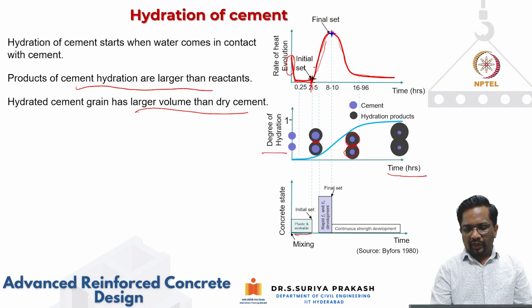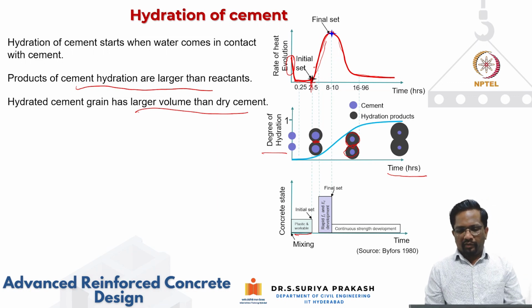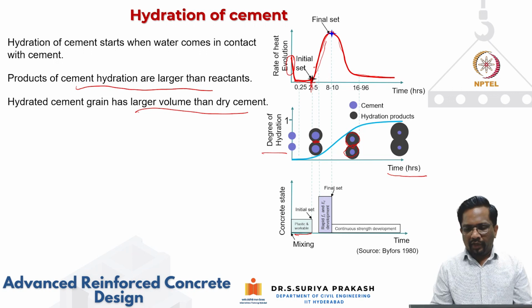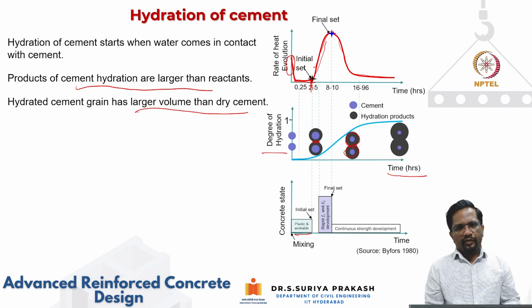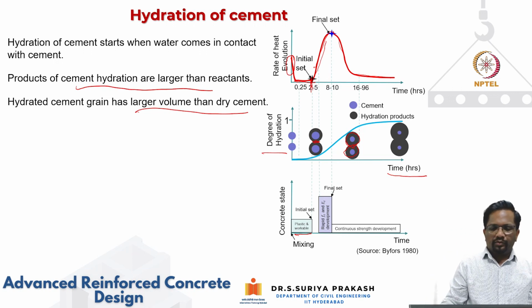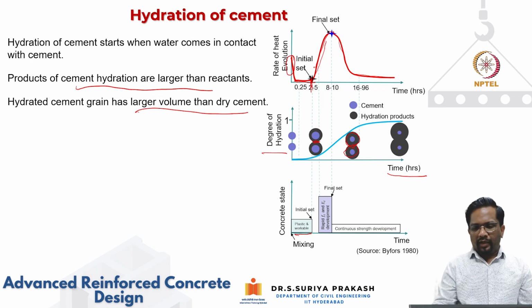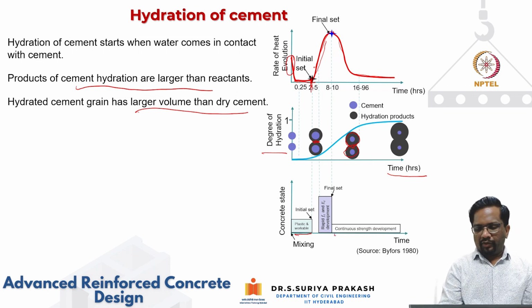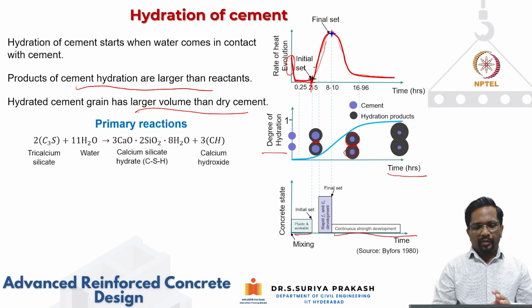You can see here that in the period from 2 to about 10 hours, there's going to be rapid strength development. So your strength as well as the elastic modulus of concrete is going to increase rapidly. And then after 10 hours, you're going to have continuous strength development. That is what is shown here, and this is the way the mechanism works. So now let's look at the primary reactions.